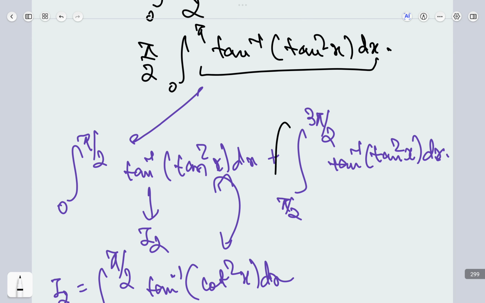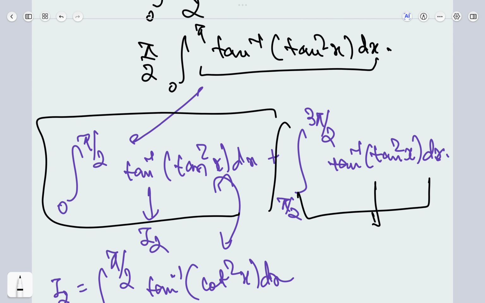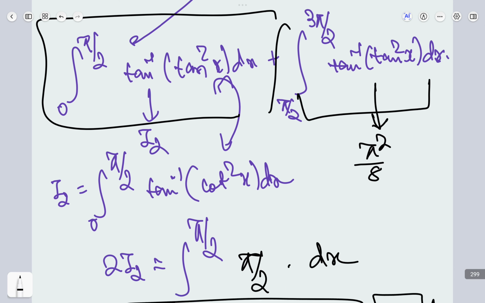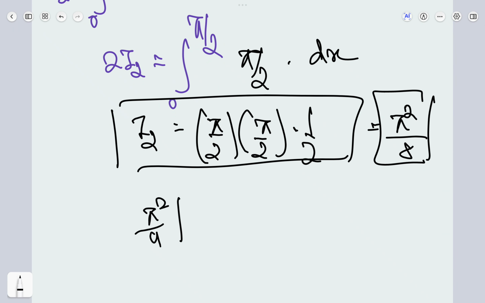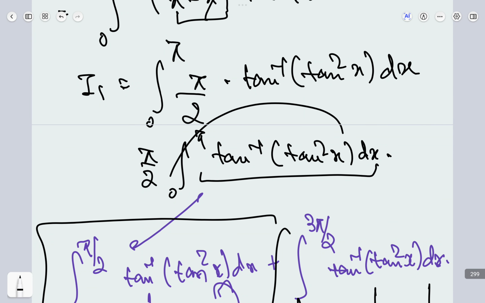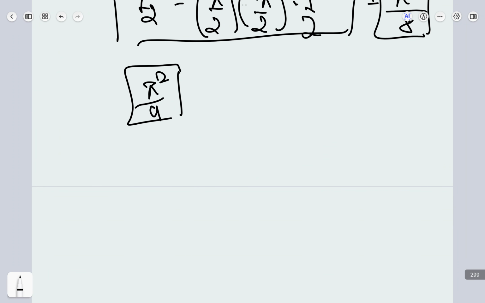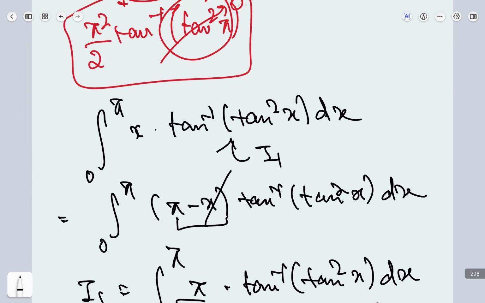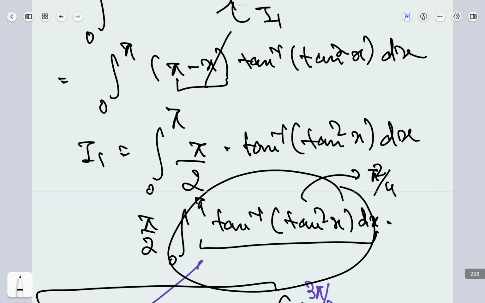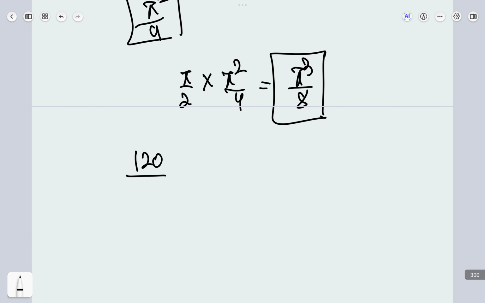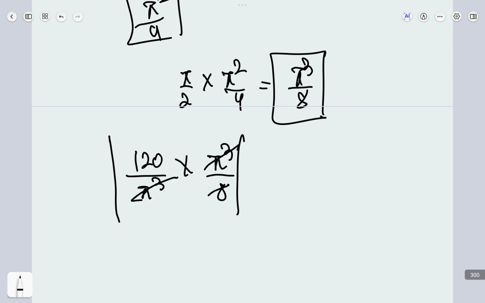And if you calculate this, you would know this would be the same thing. This is also pi square by 8. So when you add them up, you would have pi square by 4. Okay, so this whole thing is pi square by 4, and you would just multiply by pi by 2, pi cube by 8. Now what were you asked in the question? Well, you were asked 120 by pi cube times this, 120 by pi cube times pi cube by 8, mod pi cube cancelled, this would be 60, and you would be left with 15.